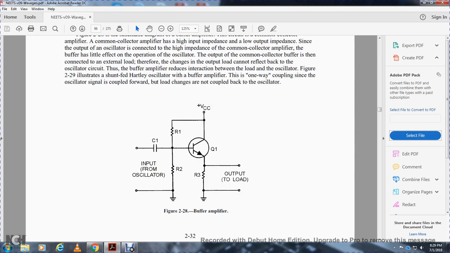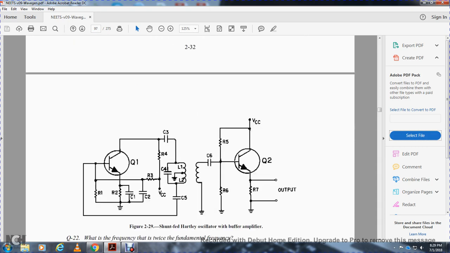Your input goes through capacitor 1 and resistor 2, which is a phase split of the voltage current. I can't remember exactly what that is. The voltage current comes from the collector, and then the emitter goes to the resistor for the output, the load, and you have your amplification. Figure 229 shows the shunt-fed Hartley with the buffer amplifier.